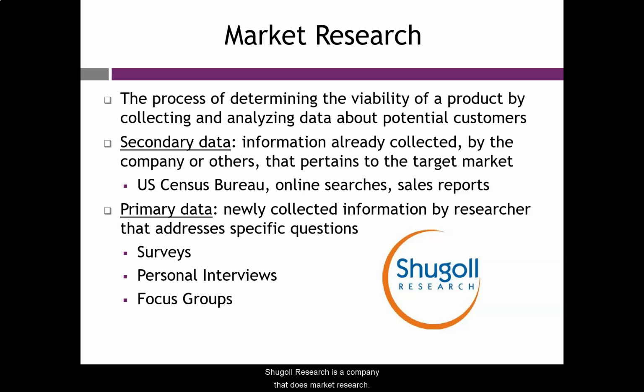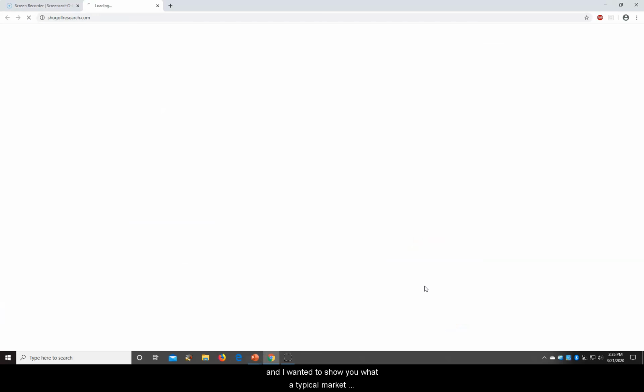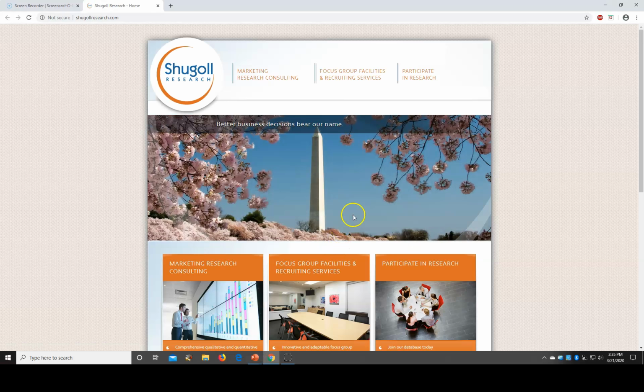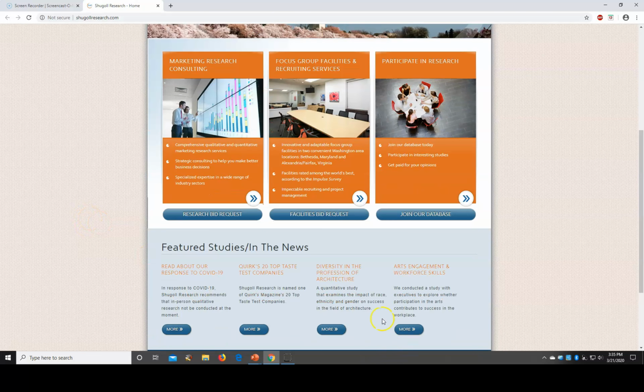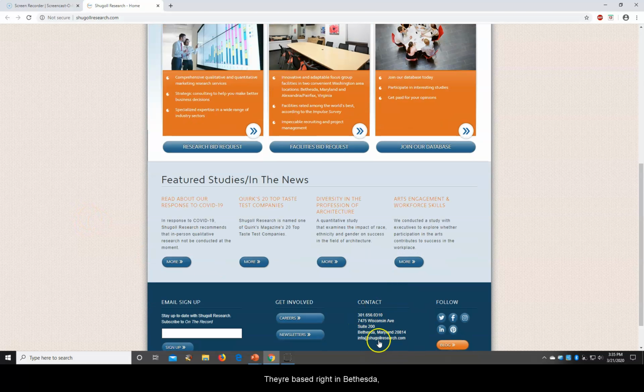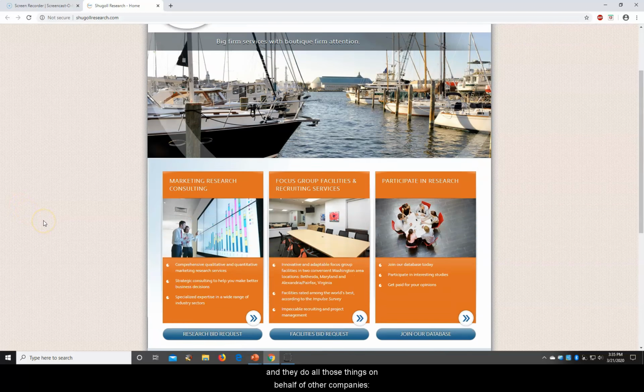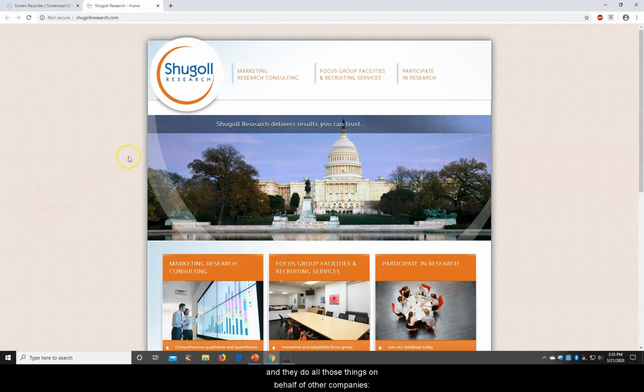Shugol Research is a company that does market research. And they're actually based in Bethesda. And I wanted to show you what a typical market research firm does. So here's Shugol Research's website. They're based right in Bethesda. And they do all those things on behalf of other companies.